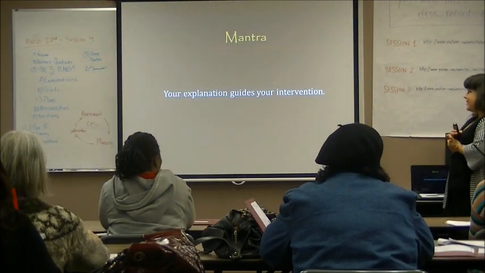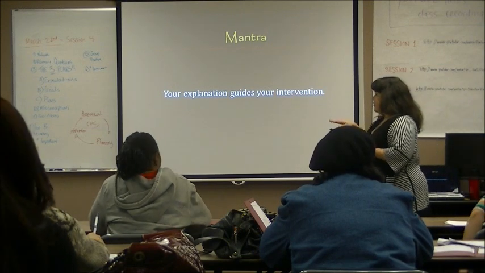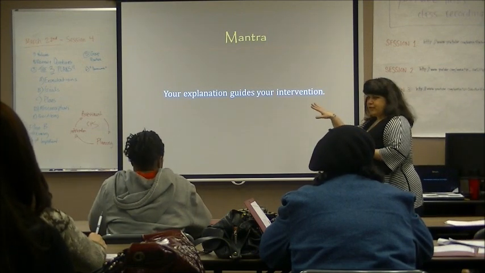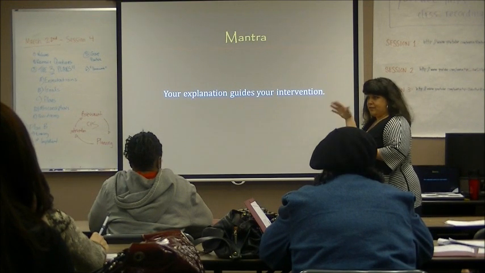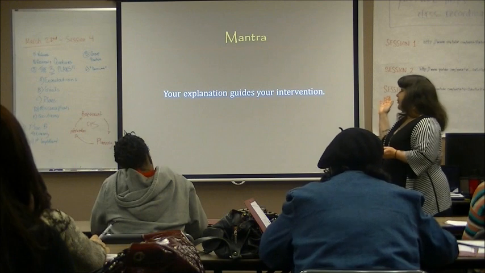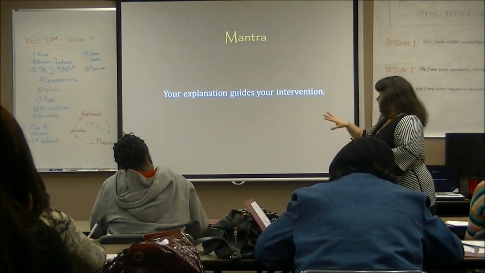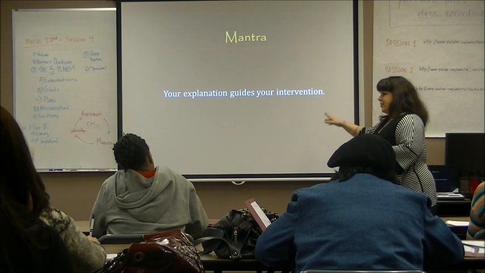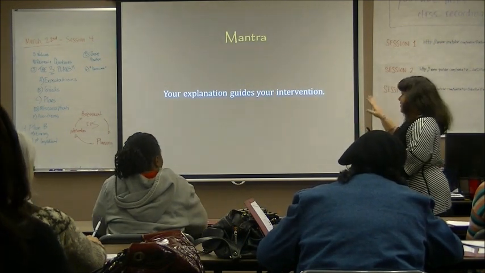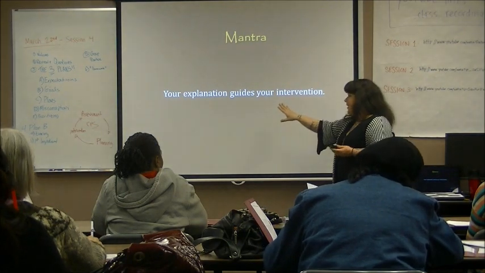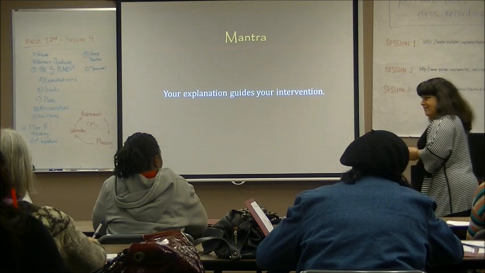Our mantra for today, because we're entering the planning phase and into intervention, is that our explanation for the child's behavior guides how we're going to intervene with that behavior. Just a quick review: if we believe a child is choosing to act out, choosing to be defiant, we are going to intervene in a way that trains them that we don't want them to be defiant. If we believe there are lagging skills underneath that, we are going to work on teaching skills.